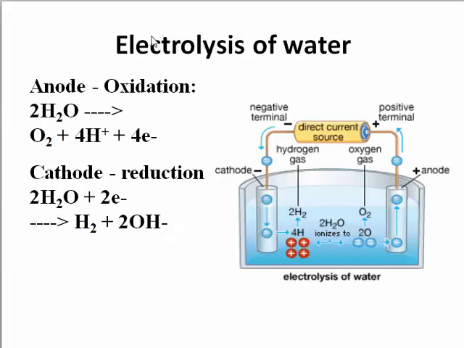Alright, let's consider another example. This is an electrolysis cell for the electrolysis of water. Again, oxidation occurs at the anode. The oxidation of water produces O2 plus 4H plus 4 electrons. Reduction occurs at the cathode. Electrons are added to water to form H2 and hydroxides. Summing the half reactions.